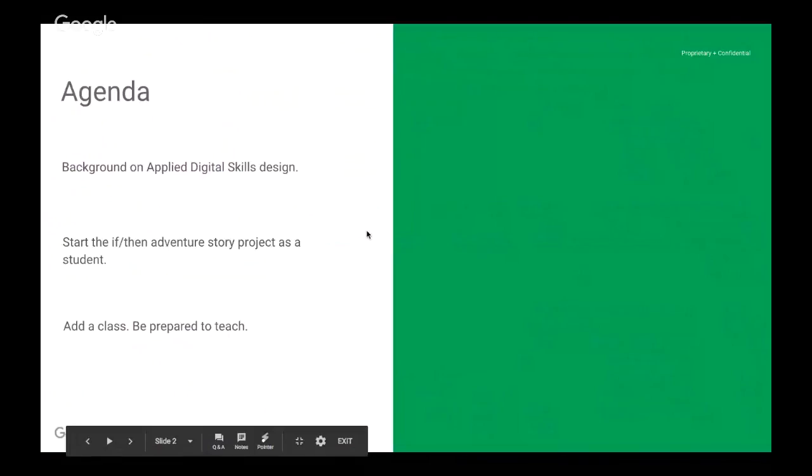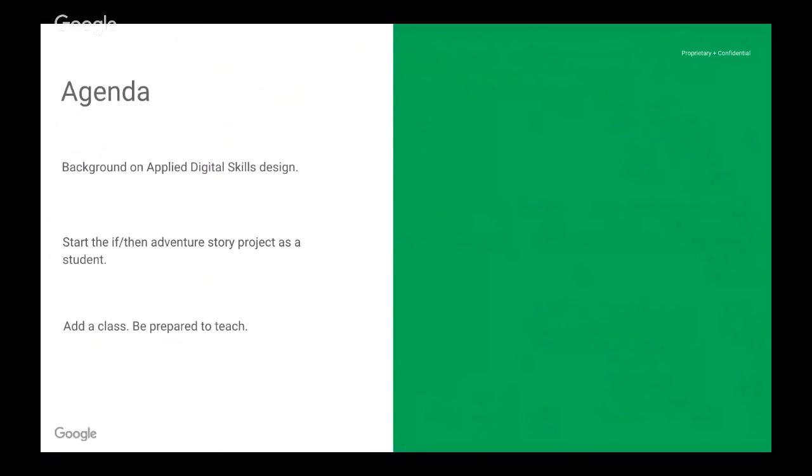And so a brief agenda for what we'll be talking about today. I'm going to start by giving a background on how we designed Applied Digital Skills. We will start the If Then Adventure Story project as a student, so you'll get a chance to go through the project as a student would. And then finally, we will add a class, and you will hopefully be prepared to teach Applied Digital Skills. Hopefully it's easy enough that if you were interested, you could begin teaching as soon as tomorrow.